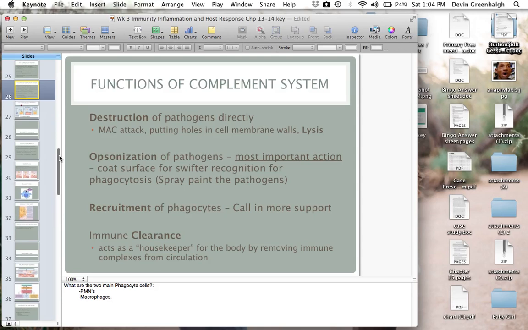The complement system also recruits phagocytes. It calls in for support, and it's an immune clearance. It acts as a housekeeper for the body by removing immune complexes.